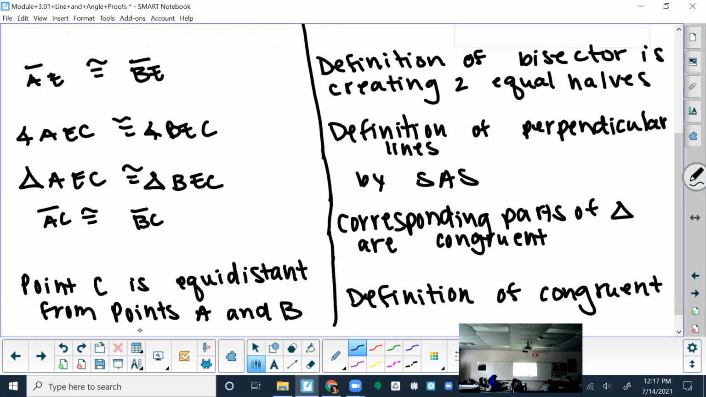All right, and then we've proven it. We've explained every single reason and established every single part as being congruent to safely say that those points are equidistant away from each other. All right, does that make sense? Questions?